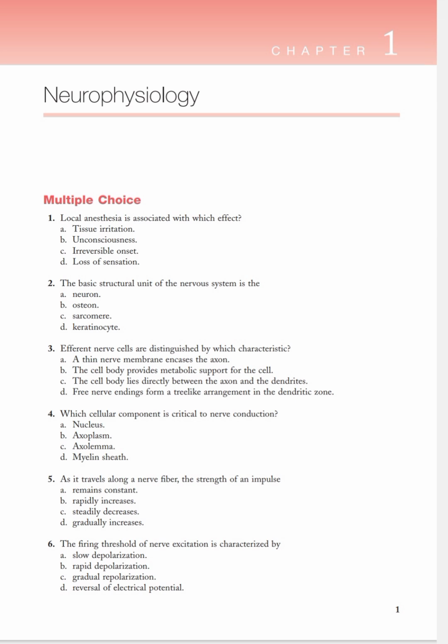2. The basic structural unit of the nervous system is the A. Neuron. B. Osteon. C. Sarcomere. D. Keratinocyte. The correct answer is option A.